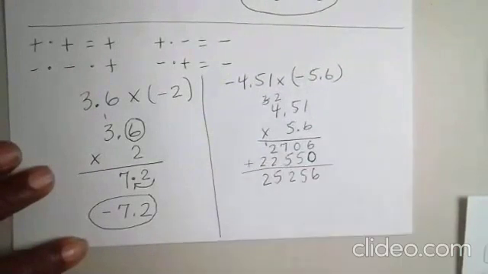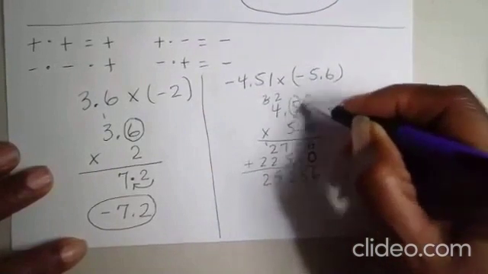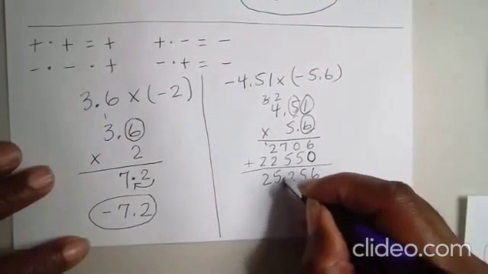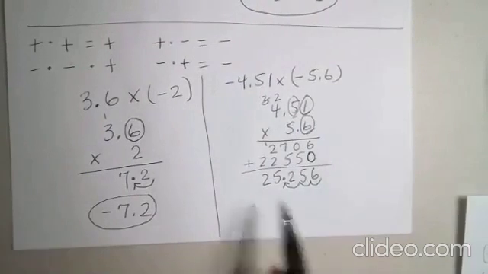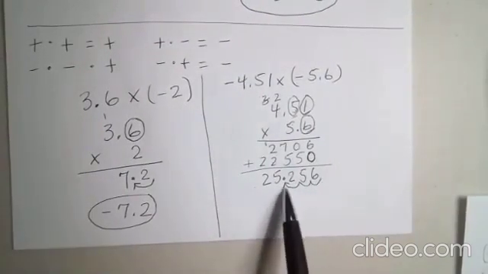So where does our decimal go? Our decimal goes 1, 2, 3 digits after the decimal in the products. So it should go 1, 2, 3 digits from the end. Notice I didn't go from this side going the other way. I started at the back and moved forward.